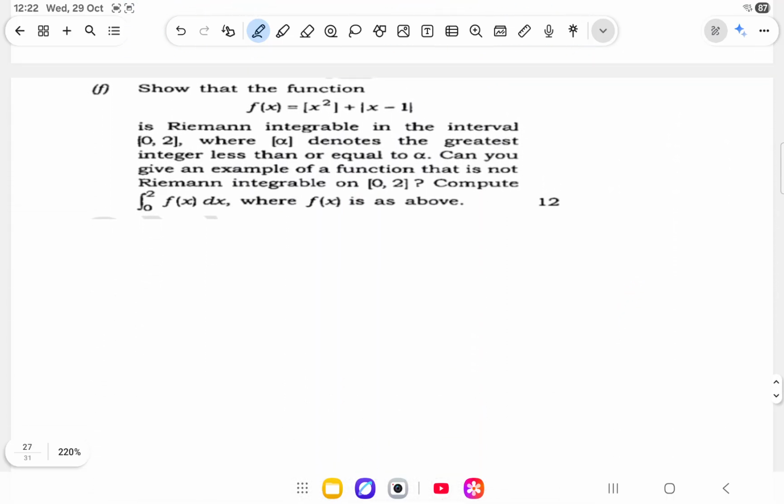So the next question says: show that the function f(x) is Riemann integrable in this interval, where this is the greatest integer function. And can you give an example of a function that is not Riemann integrable on 0 to 2? So first let us show that the function f(x) is Riemann integrable on this interval 0 to 2.